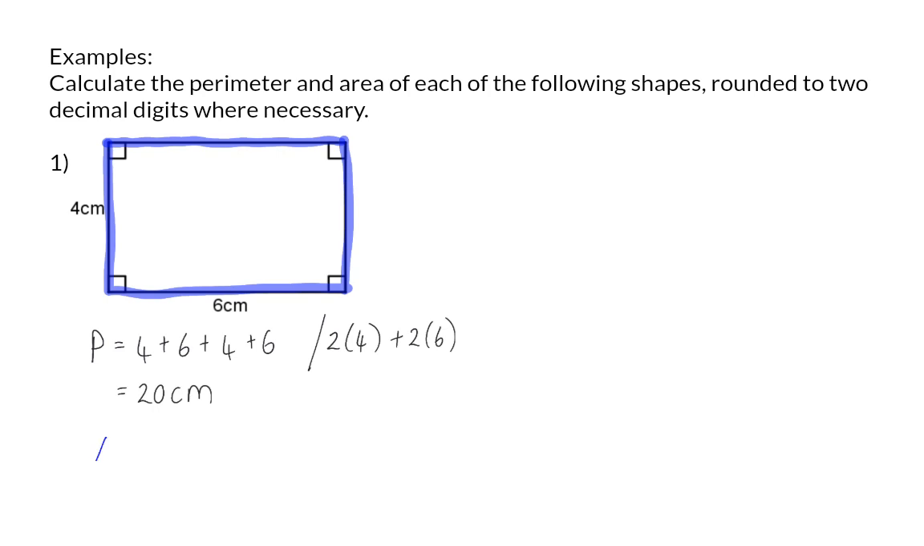For the area of a rectangle, we have the formula length times breadth. Here you now have a choice which of the measurements you make your length and which your breadth. In this case, I will have 4 times 6. So the area is 24 centimeters squared. Remember that area is always the unit squared, where perimeter is only the unit to the power of 1.